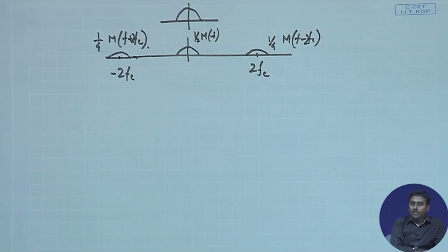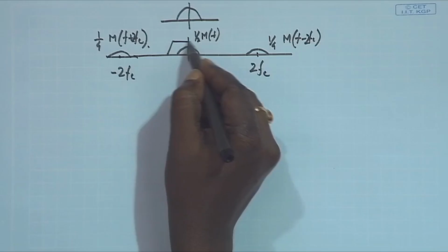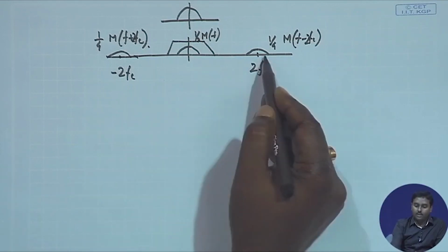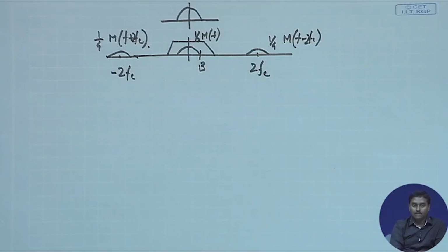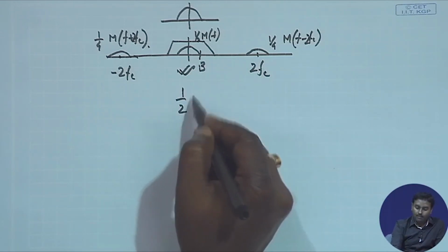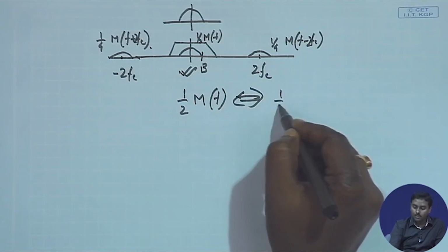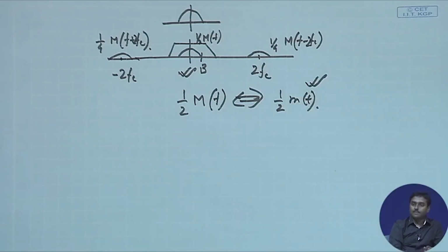Now it is very simple, you can see that just by putting a filter I can extract my signal back. I will be putting a low pass filter over here which has a cutoff frequency much lower than this 2 fc but bigger than this B. If I employ a filter like that, I will be getting my half M(f) back, which has a Fourier inverse transform which is half m(t). So I will be getting this signal back.